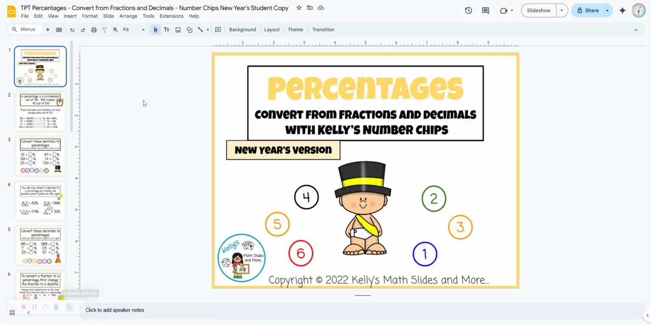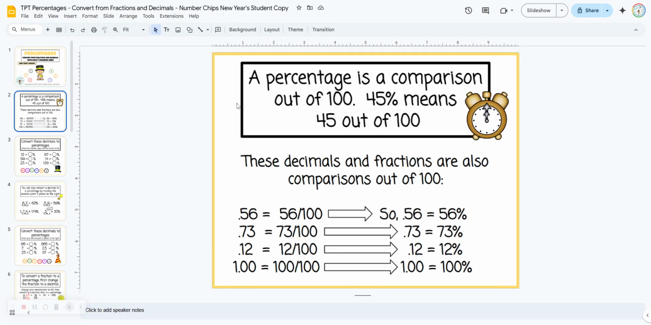Percentages, converting from fractions and decimals using number chips. This is a digital lesson, and this one is New Year's themed. So the lesson starts with explaining what a percentage is. It's a comparison out of 100. So 45% means 45 out of 100.